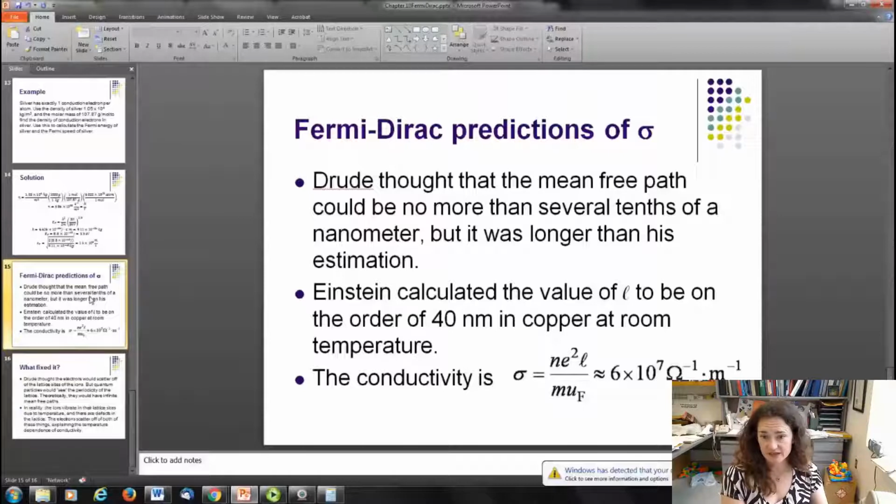If you plug that into our formula for the conductivity, which would be the density N times e squared times the mean free path, divided by the mass times the Fermi speed. Here we're plugging in the Fermi speed instead of the drift velocity because we've switched theories, and so we're going with the Fermi speed rather than the drift velocity. If you do that, you get a conductivity of 6 times 10 to the 7th inverse ohms per inverse meter.